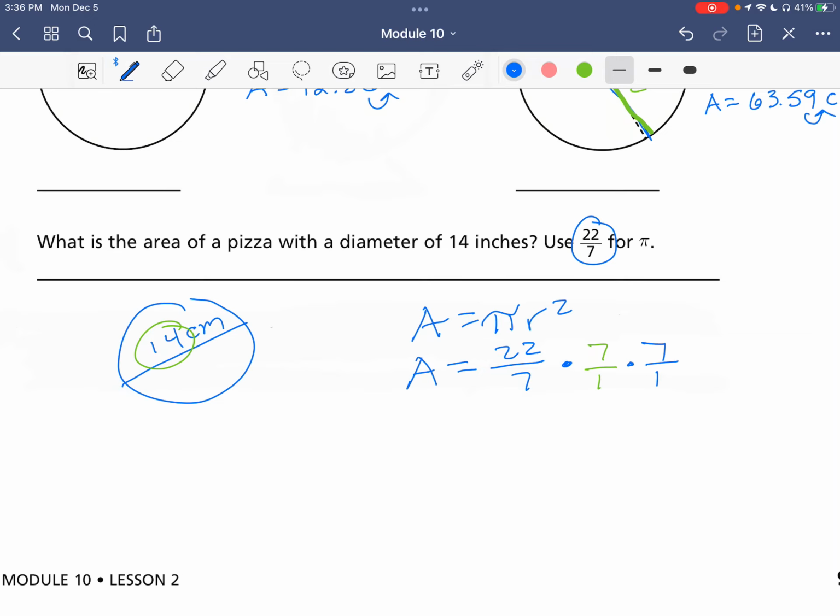Multiply that out. We are able to cancel actually quite a bit. And what is 22 times 7? And then don't forget your units. 22 times 7 is 154 inches. Oops, I messed up my units there. Inches squared. Okay, inches squared, and that's as far as you go, as simplified as your answer can get.